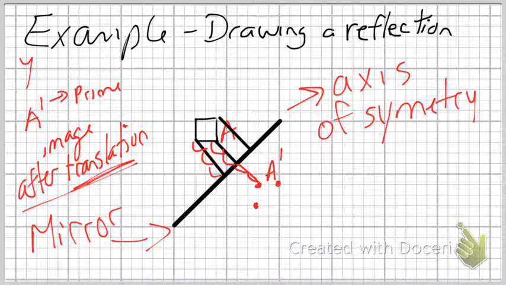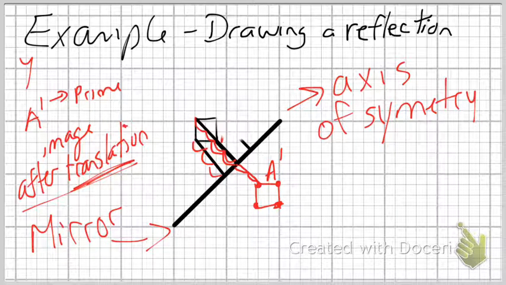Oops, 1, 2, 3. And the last part is this one back here. So that is 1, 2, 3, 4. 1, 2, 3, 4. And look at that. We got ourselves a reflection.